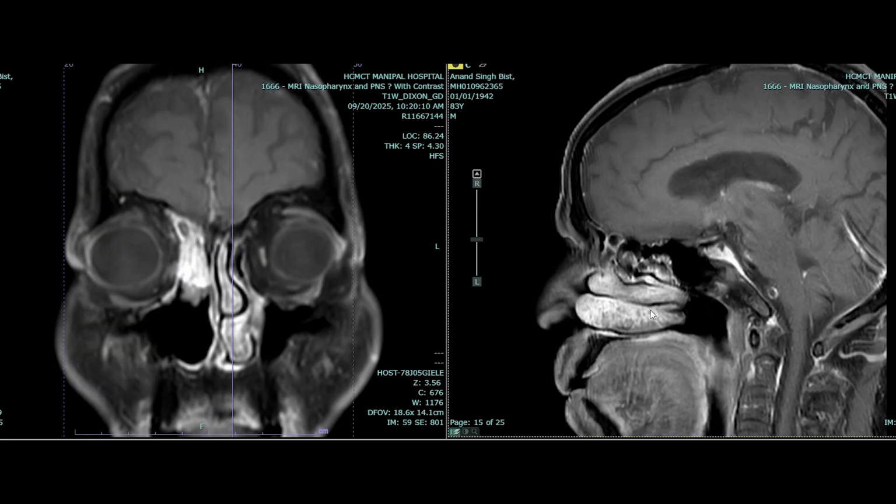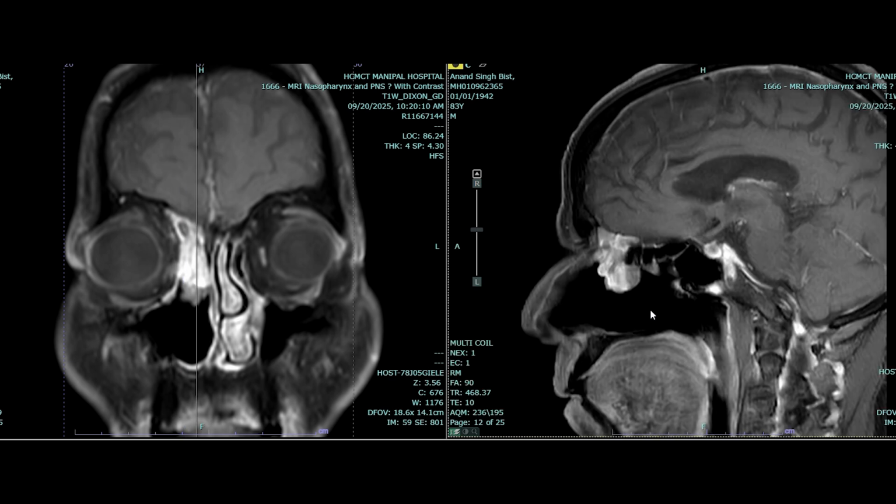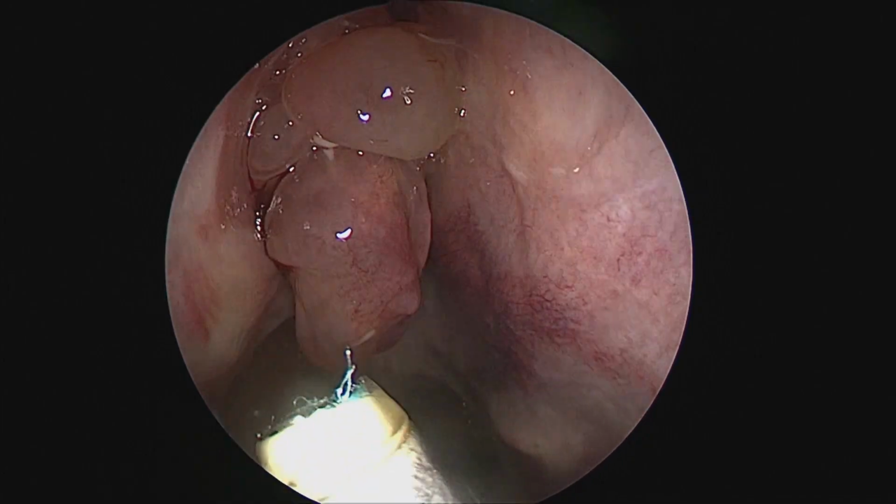The sphenoid appears to be free. The septum also appears to be free in this patient, and the possible sites of attachment could be either the lamina or the skull base, and most importantly, the frontal recess and the entry inside the frontal sinus.